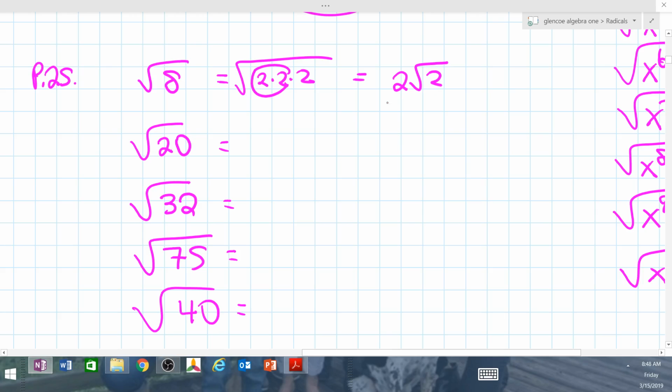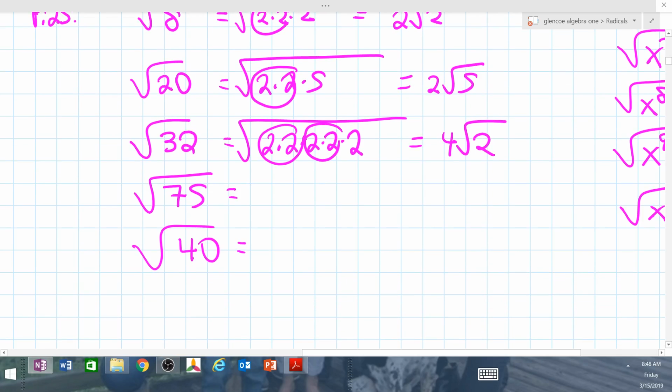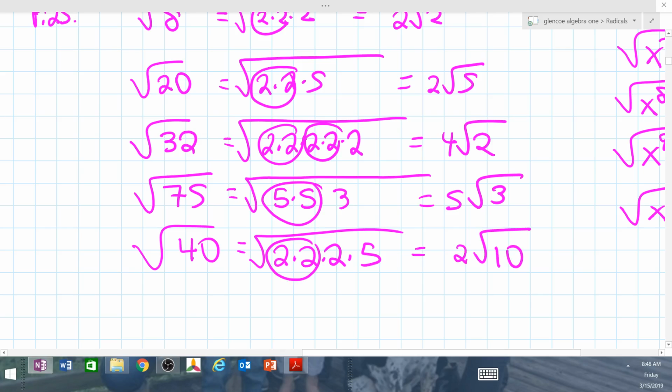2 radical 2. Radical 20 would break down to 2 times 2 times 5, or what? 2 radical 5. Radical 32 would break down to 2 times 2 times 2 times 2 times 2, or 4 radical 2. Square root of 75 would break down to 5 times 5 times 3, or 5 radical 3. And radical 40 breaks down to 2 times 2 times 2 times 5, or 2 radical 10. Anybody have a question? All right, moving on and having fun.